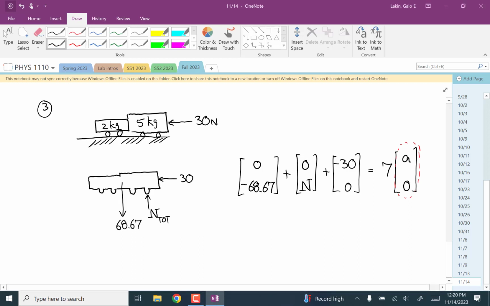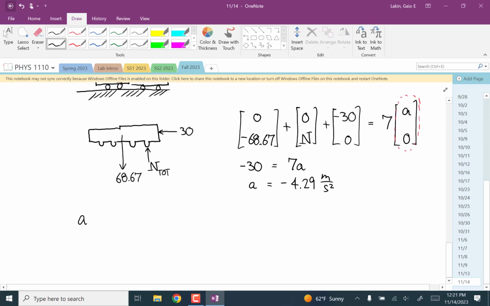So we're going to use the x equation. So negative 30 is equal to 7a. Divide both sides by 7, and you get a is equal to negative 4.29 meters per second squared. And so the acceleration vector is negative 4.29 for x, 0 for y. Or in other words, it's in the negative x direction with a magnitude of 4.29.